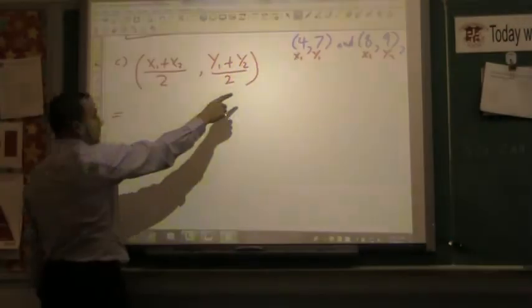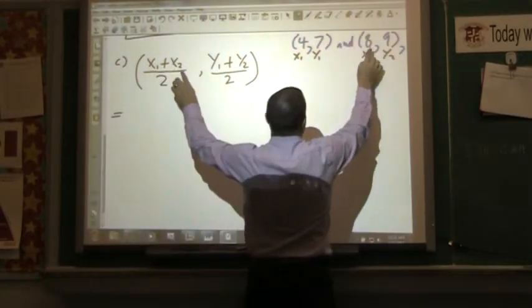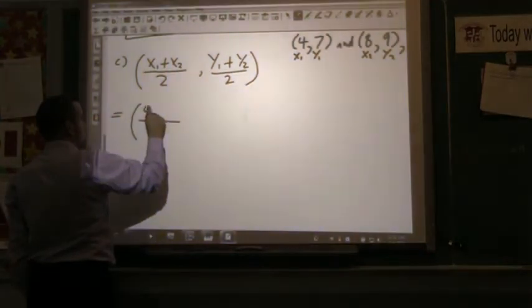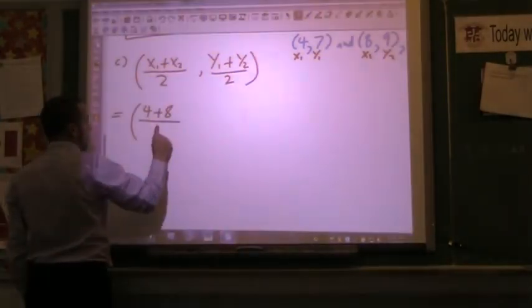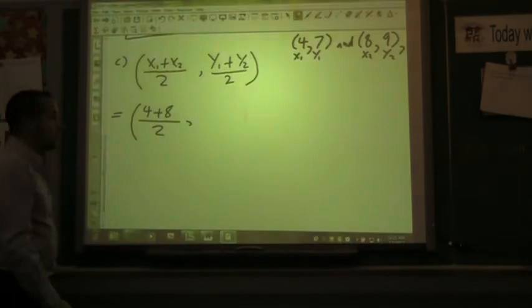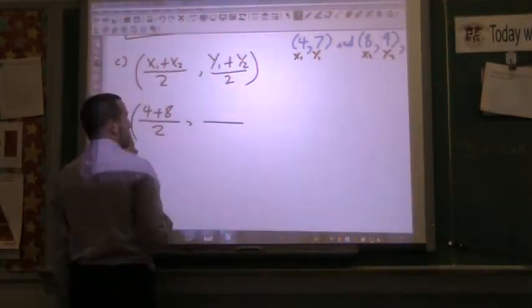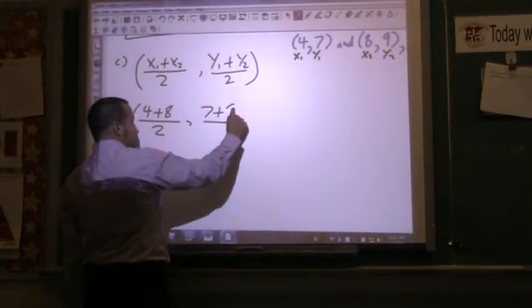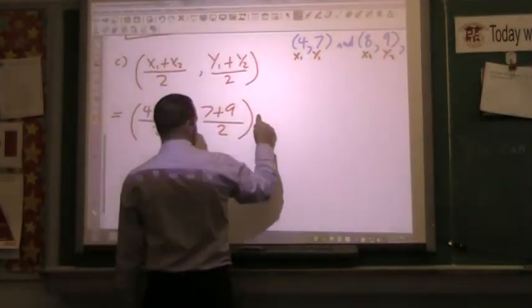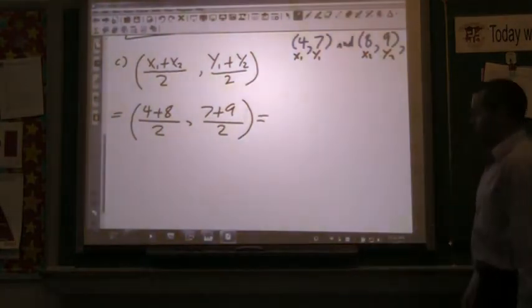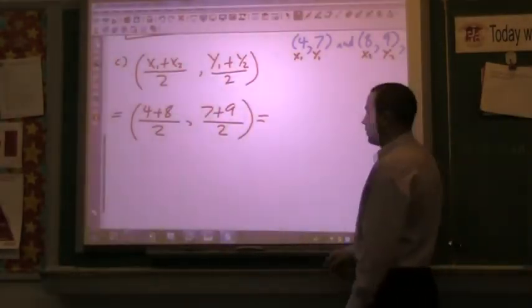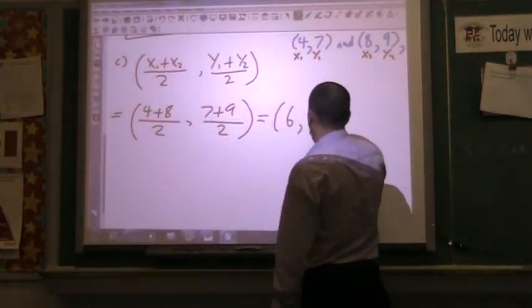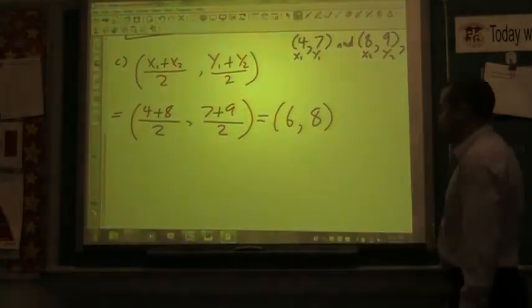And so my x1 is 4, my x2 is 8. So I end up with 4 plus 8, all divided by 2. And that's going to give me the x coordinate of my midpoint. And then I have y1 plus y2, so that's going to be 7 plus 9 divided by 2. So a little bit of mental math. 12 divided by 2 is going to give me 6. 16 divided by 2 is going to give me 8. So there's the midpoint.